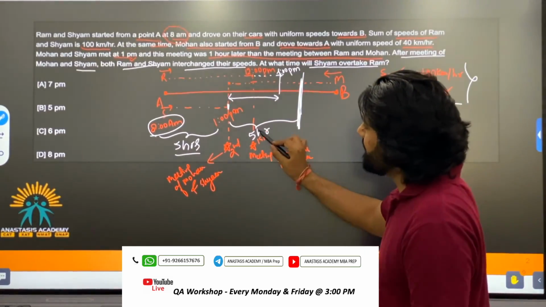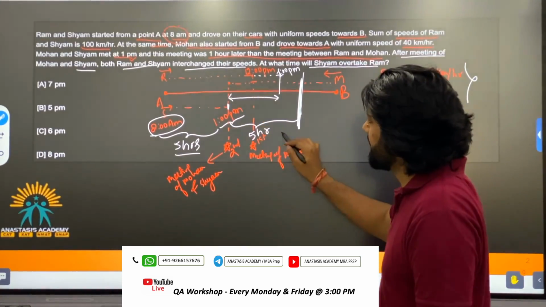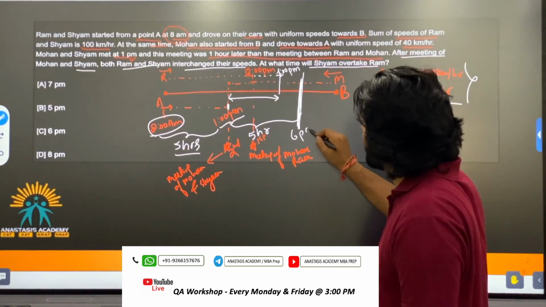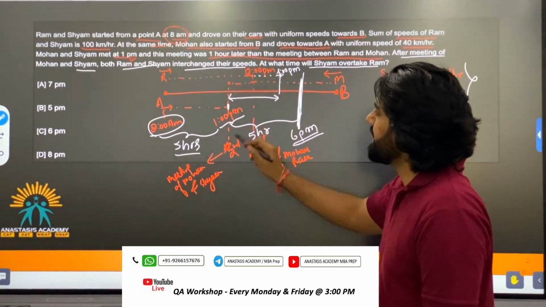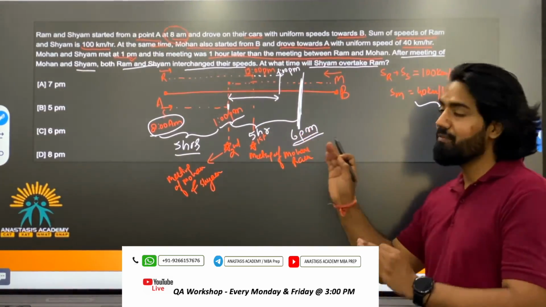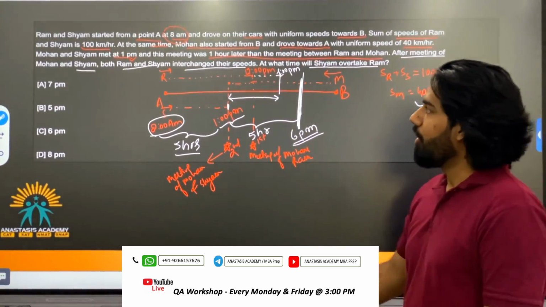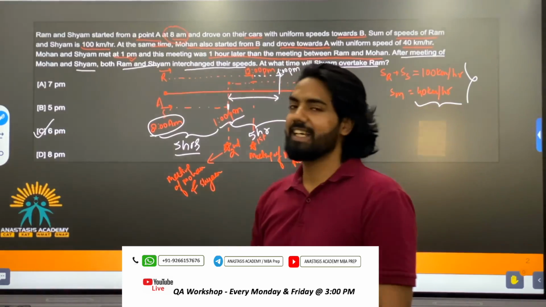So 5 hours after 1 pm would be 16, that is, 6 pm. Shyam will overtake Ram at 6 pm. So the correct answer to this question would be option C, that is 6 pm.